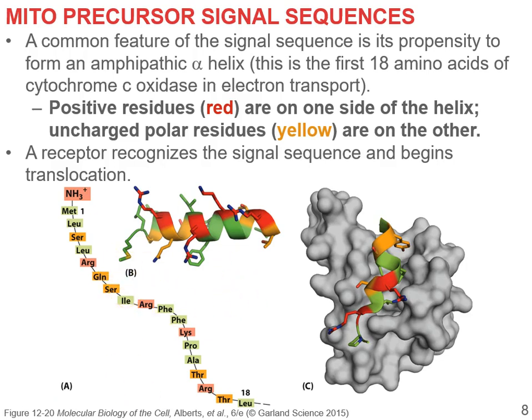If you just look at the primary sequence, the artist has colored the positively charged amino acids, lysine and arginine, in red, and the polar amino acids, serine and glycine, are highlighted in yellow. But when you form the alpha helix, you see that you have the positively charged amino acids on one side of the helix and the polar amino acids on the other side. Here is a receptor protein to which this signal sequence binds. There are specific contacts that this receptor protein makes with this amphipathic helix, an important contact between the positive residues on one side and the uncharged polar residues on the other side.